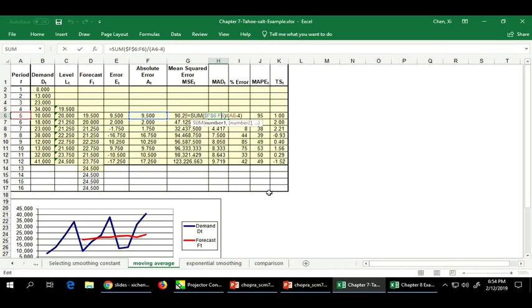So MAD is just the sum of absolute errors divided by the number of forecasts. And then percentage error is absolute error divided by demand. MAPE is the average of these percentage error terms. And tracking signal is the bias divided by MAD.